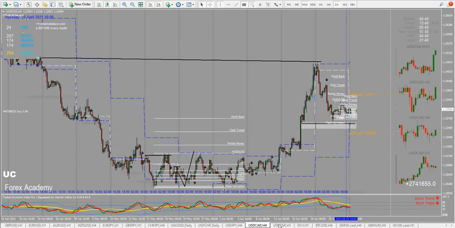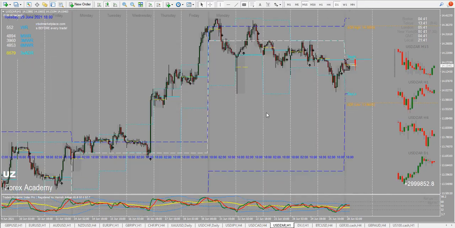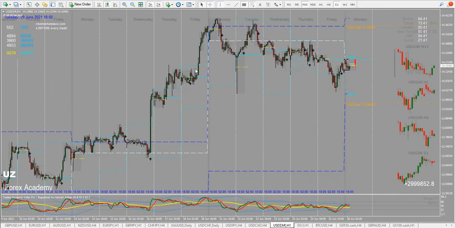This is for USD CAD, and then going with USD ZAR. They have already tested this order block that I was looking for. They haven't. I'll be expecting them to at least come to test this zone.